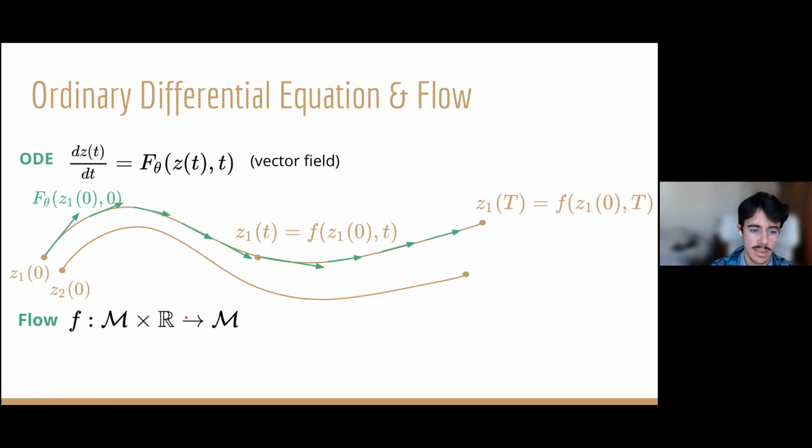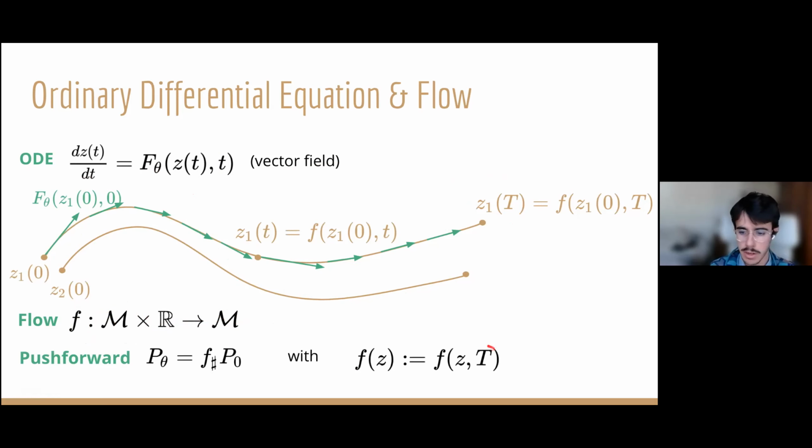This time component is a bit arbitrary. We can just fix it to be some capital T, and then the flow is a map from the manifold into itself. Then we can just use this map, this flow, the solution of the ODE, as the flow that we want to push forward our base measure to parameterize our distribution.